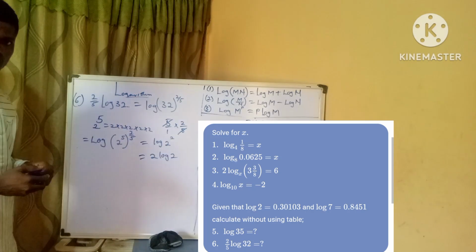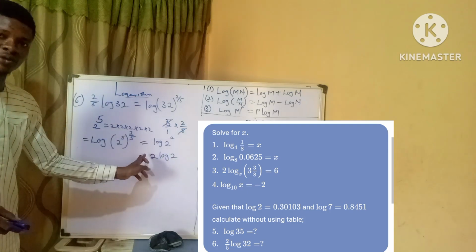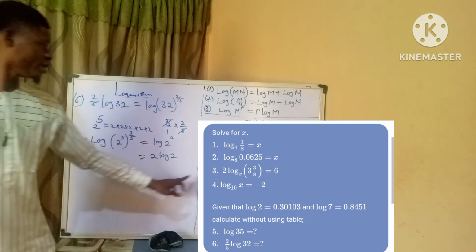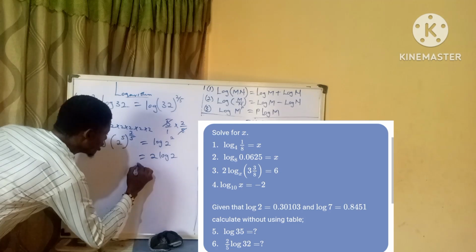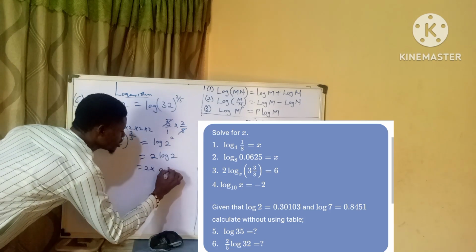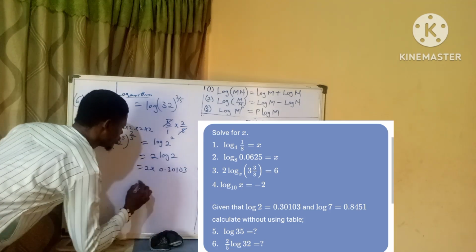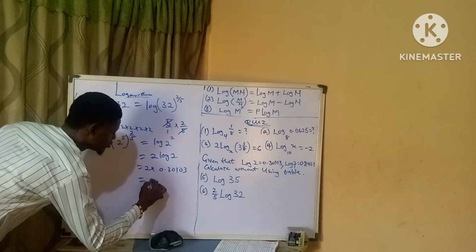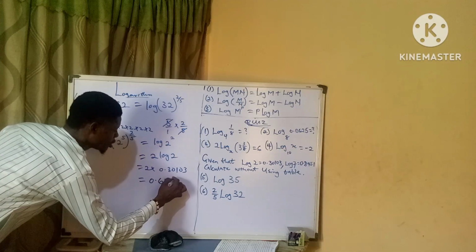Bring the power to the front. That will give you 2 log 2. And we are already given log 2 to be 0.30103. So you multiply this by 2, that will give you 0.6020.